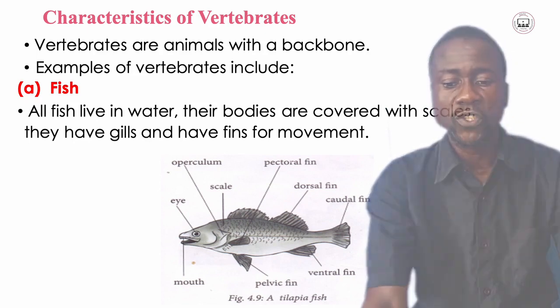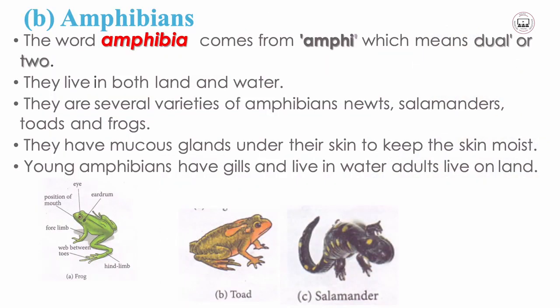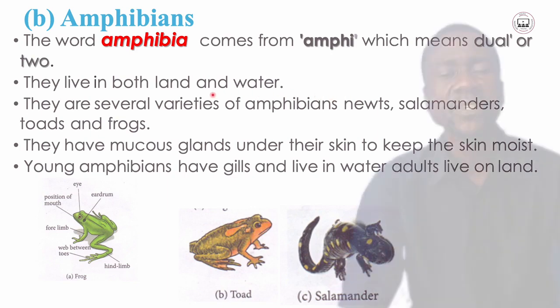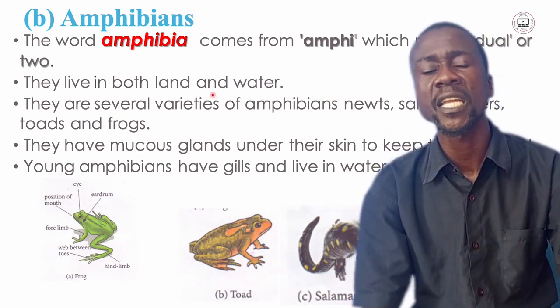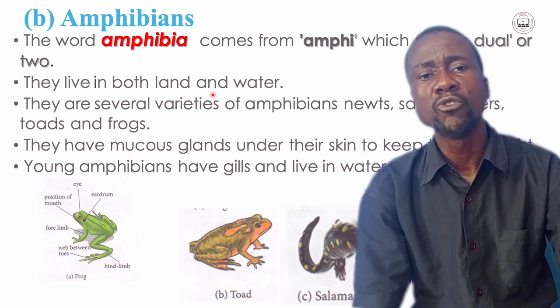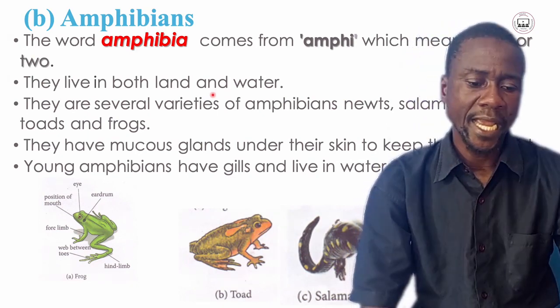Then, we also have another group of vertebrates, which is the amphibians. The word amphibia comes from amphibi, which means double or two. So, they live in both land and in water. Which means the amphibians have characteristics which enable them to live in water and again on land.